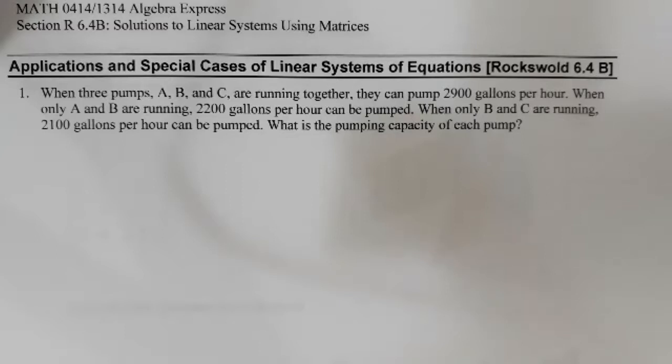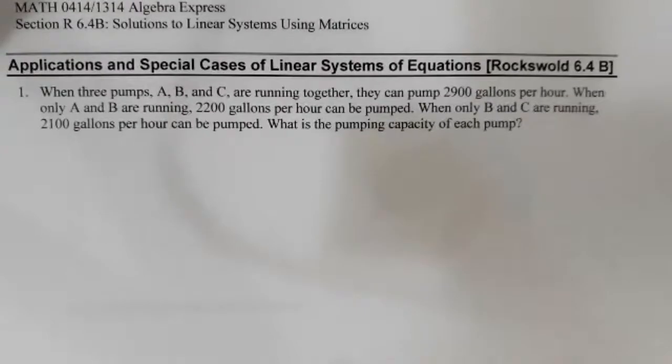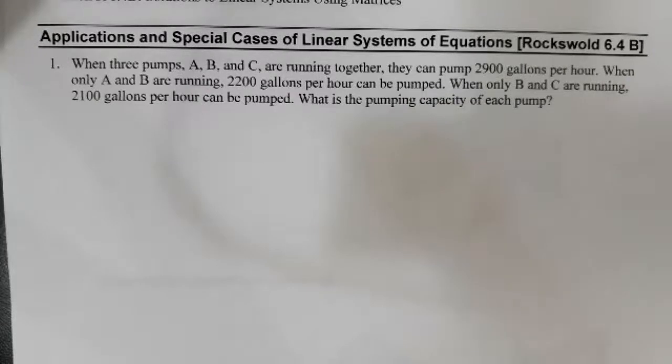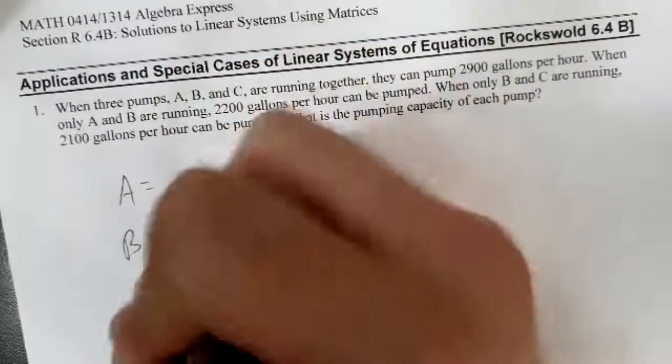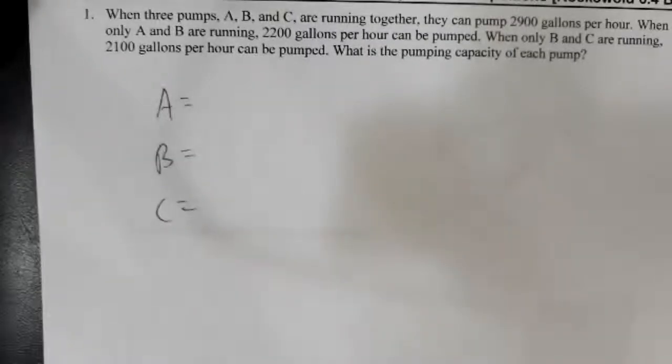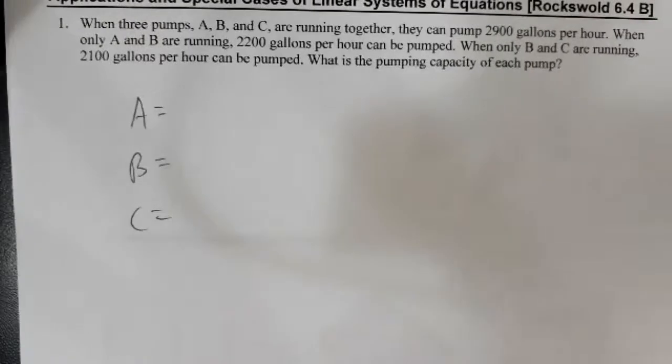So I want you to think about this for a minute. I want you to set this thing up with a series of equations. So what variables are you going to do? How are you going to define your variables? And so what I went with was A, B, and C. So A is the gallons per hour pumped by pump A, right? And same thing with B.